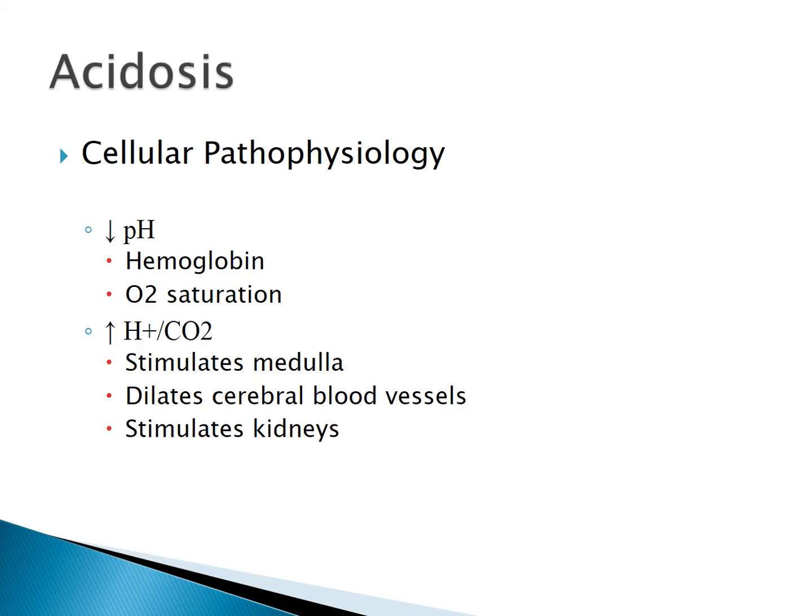So a little bit about acidosis. The pathophysiology at the cellular level includes respiratory and metabolic. This is an excess hydrogen balance, by increasing hydrogen or decreasing bicarb. As your pH decreases, hemoglobin releases oxygen and picks up hydrogen and carbon dioxide. It will increase your pH, but it will decrease your O2 sats. As hydrogen and carbon dioxide increase, it stimulates the medulla, which will increase your respirations to blow off CO2.